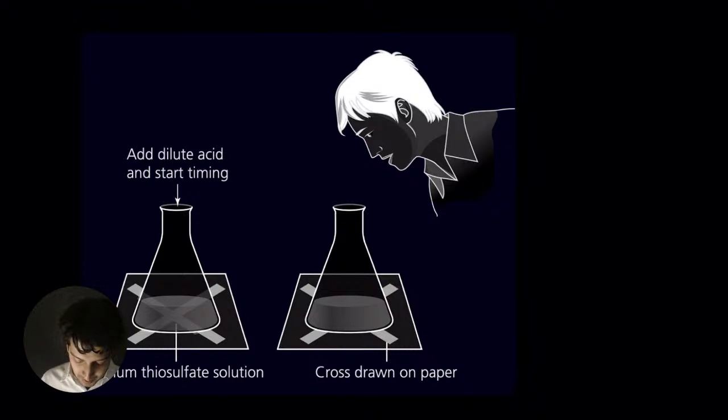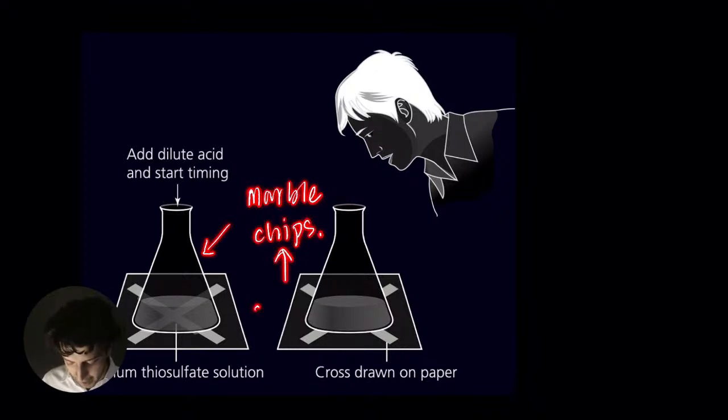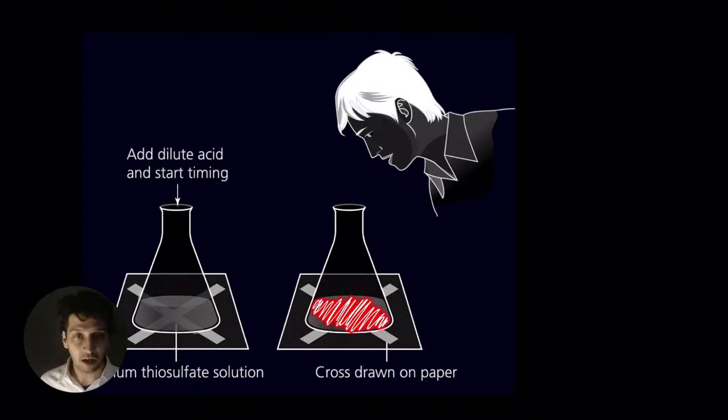So what you'll do is, in one experiment, you'll have everything constant, but in one place you'll use marble chips, let's say, for instance. And then you'll repeat the experiment and you'll use powdered marble. And in one of them, the rate of reaction will come out to be different. And you'll know this because this will turn opaque a lot quicker than the other reaction.